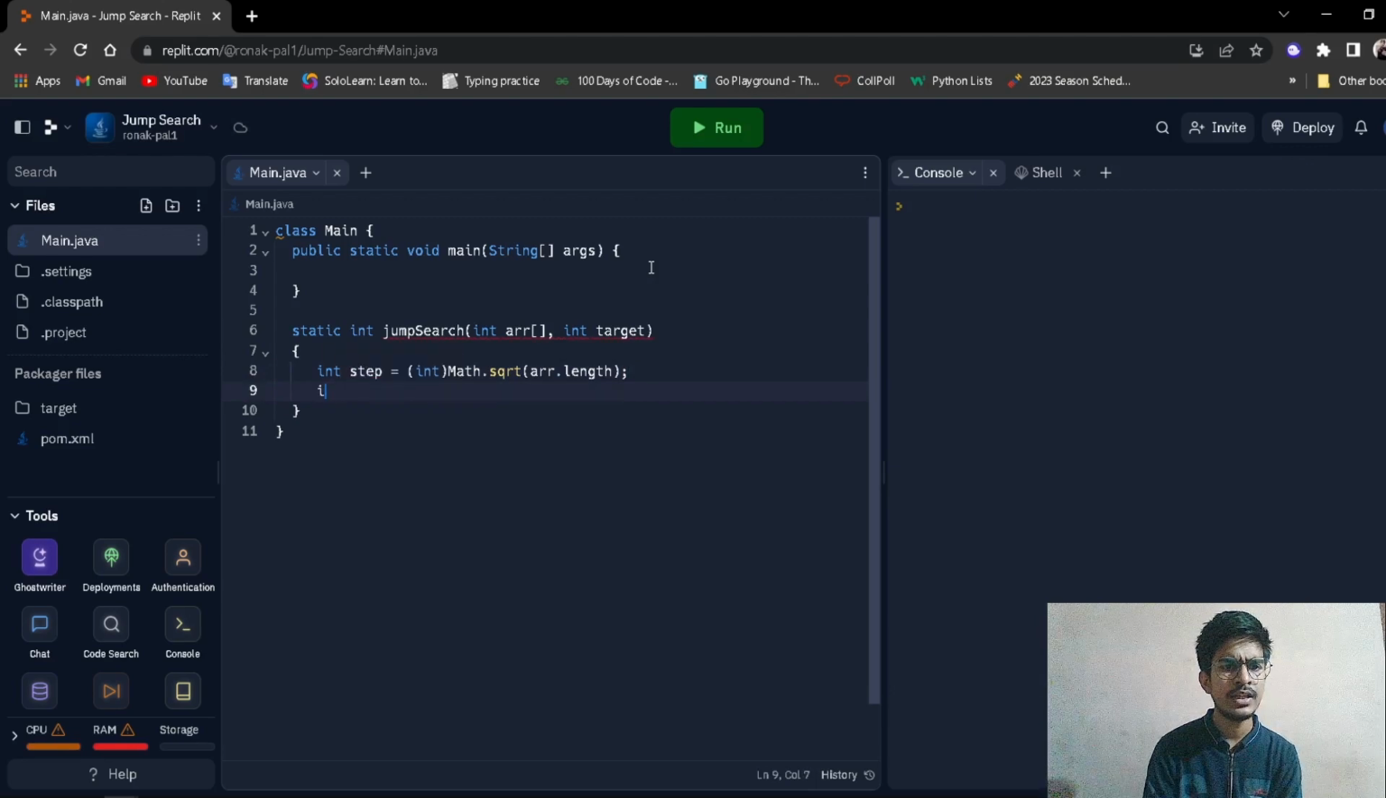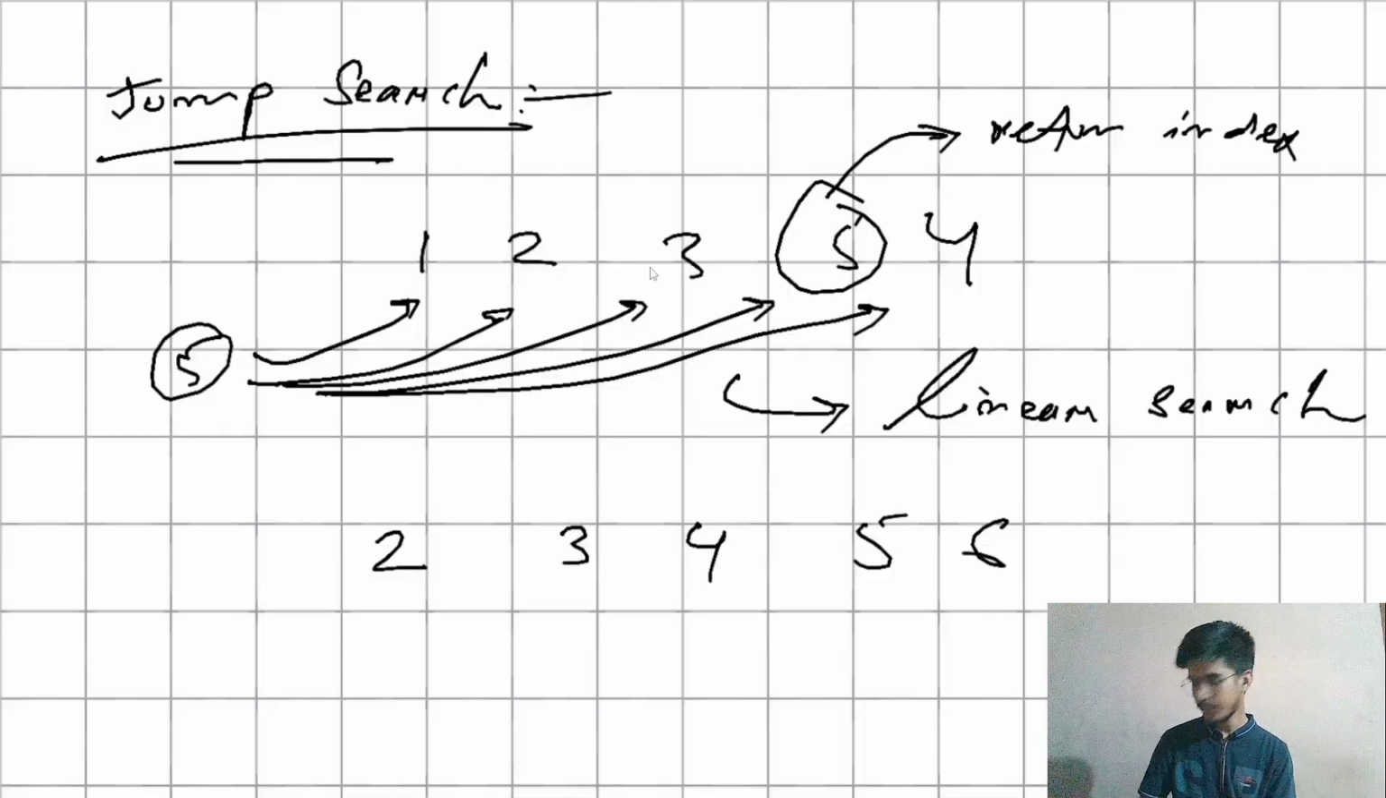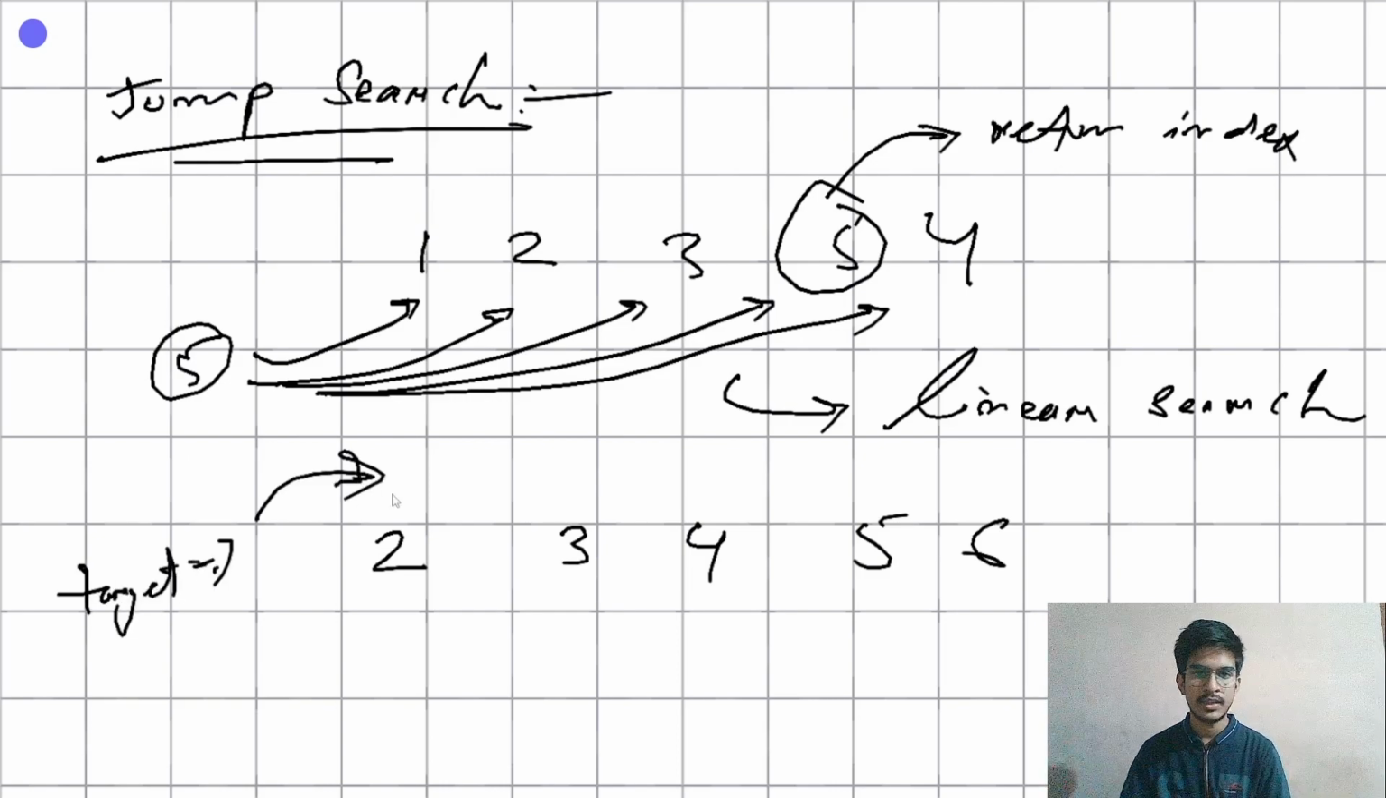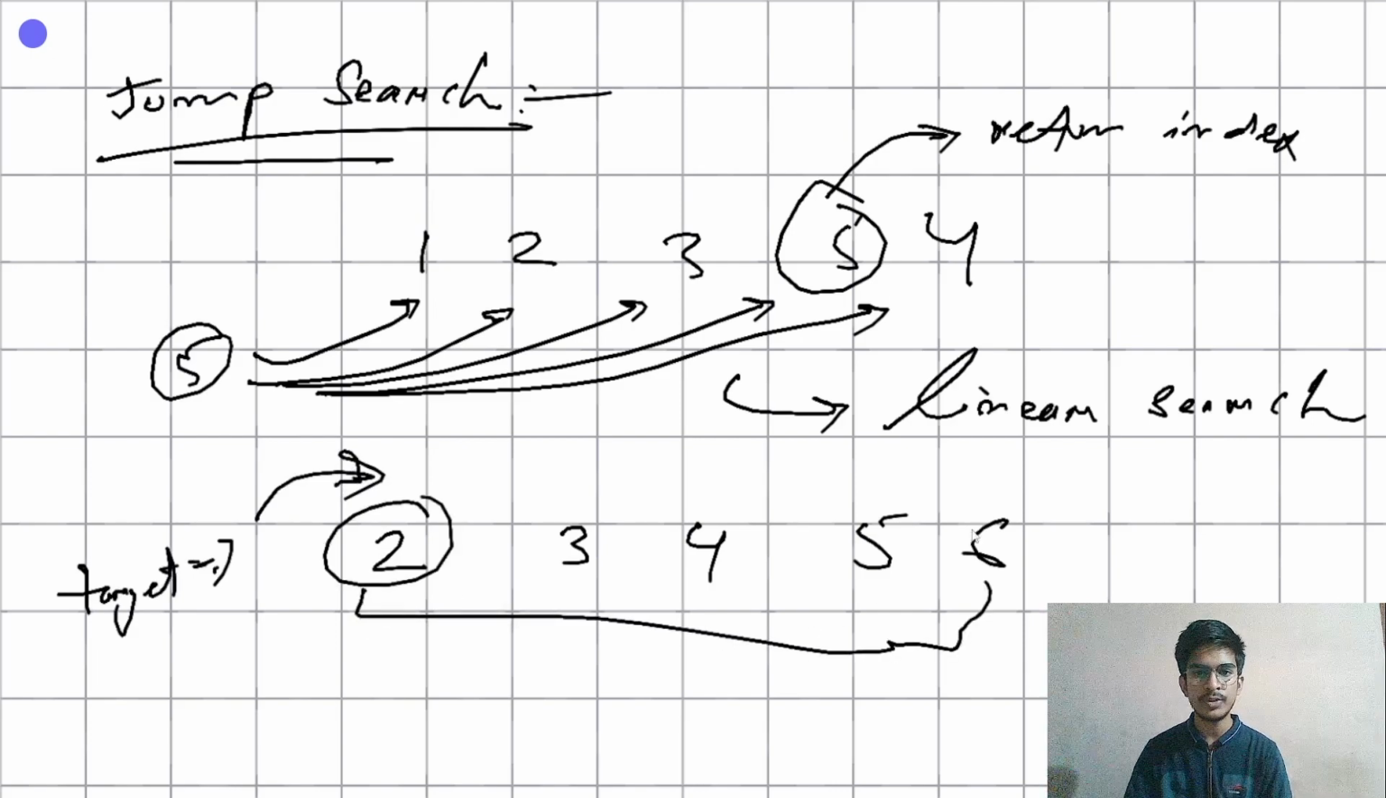With the step value, now let's take an iterative variable, i, and i equals 0. First of all, we'll check a condition before going to the other steps. Whatever target we have, is it out of the range? In that case, we'll return -1. Suppose we need a target of 7 in this list. Target of 7 doesn't lie between 2 and 6. So we have to check if the target lies between 2 and 6. If it doesn't, we return -1.